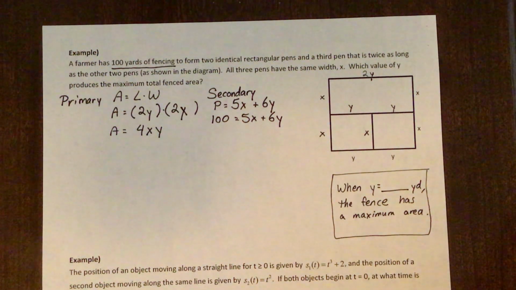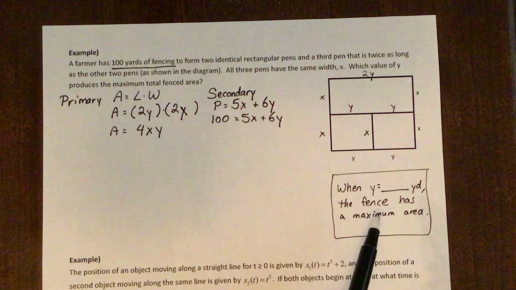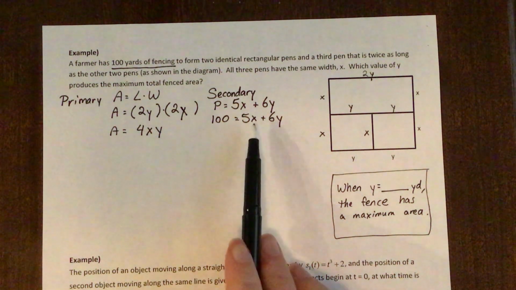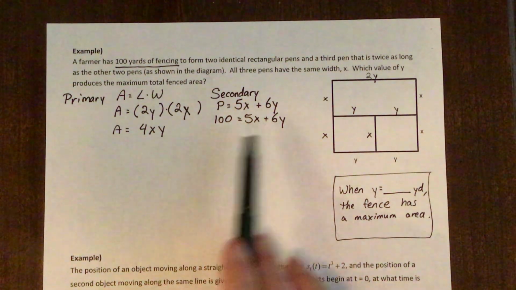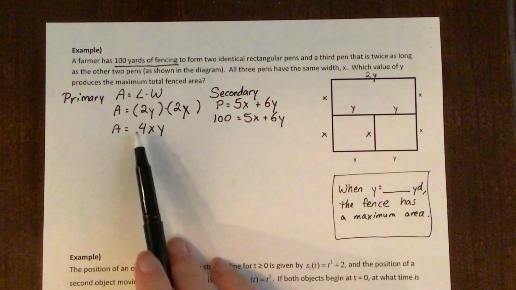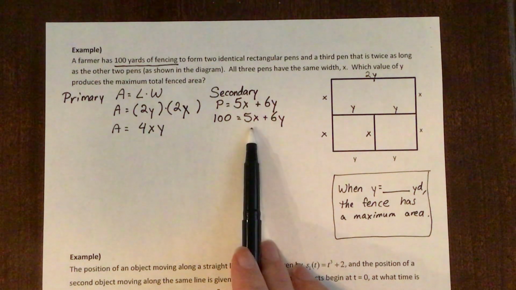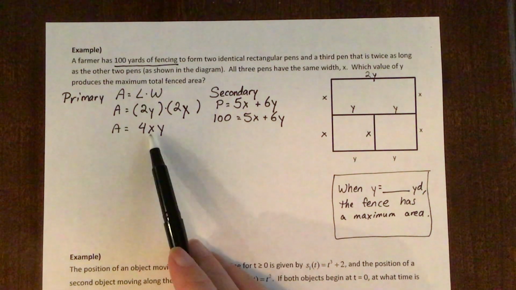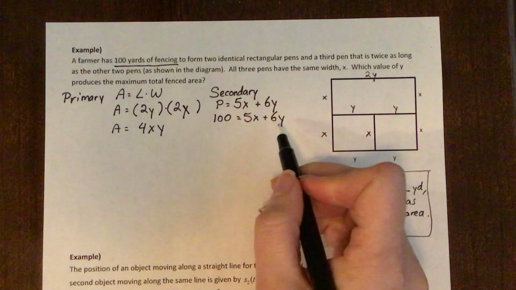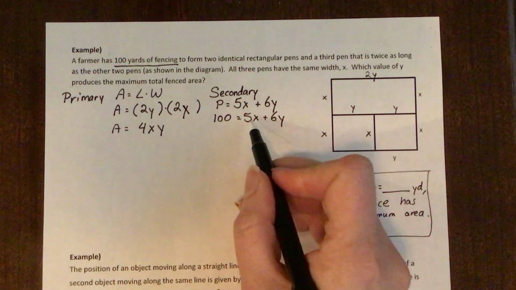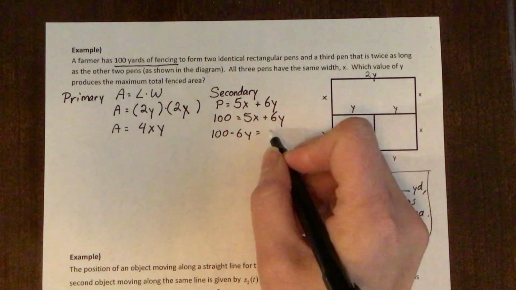The thing that we actually want to find is Y. Since we don't care about X, let's get X by itself so that we can substitute in things with Y in here. So this will just have Y's. We have to get the second equation in terms of X so that we can substitute away the X, and we only have Y's left. That means we need to subtract 6Y and divide by 5. So 100 minus 6Y equals 5X.